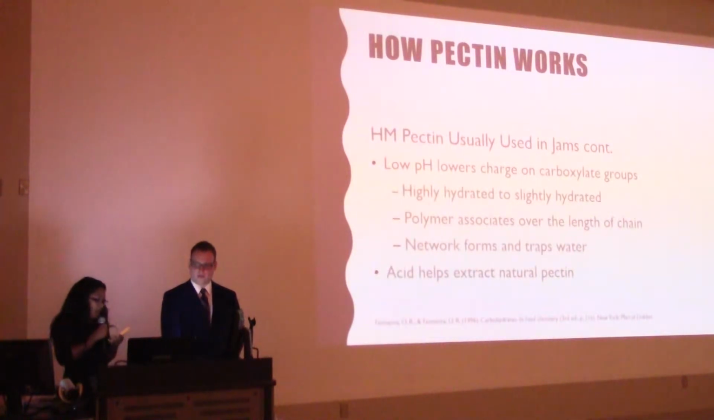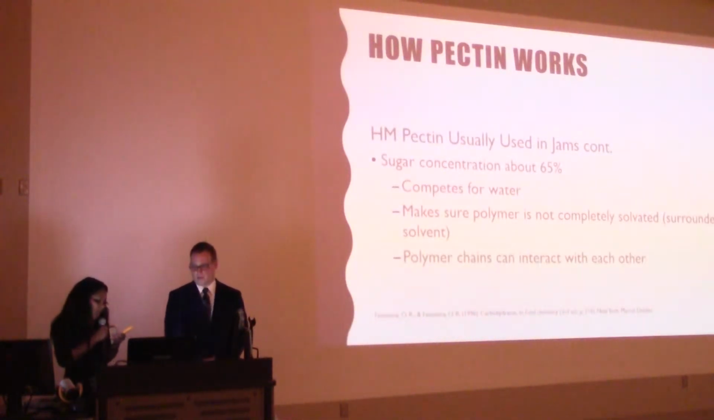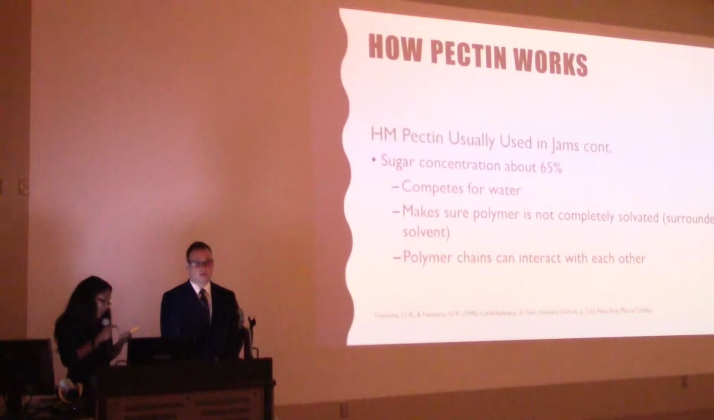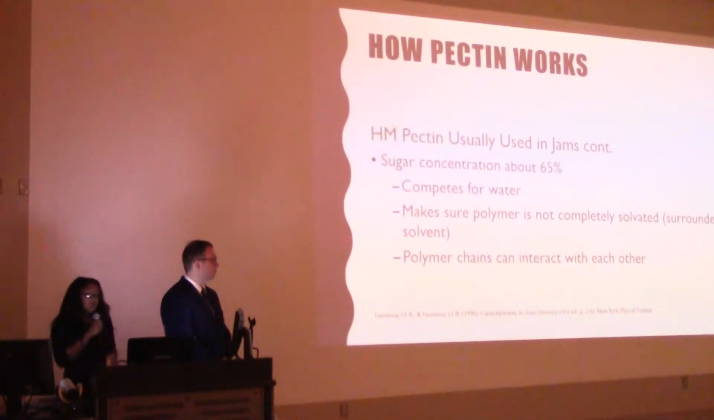Now we have the polymer chains of the pectin that start to intertwine and cool together. At this stage, they are able to trap the water and form a gel network. The sugar also being present competes for the water and ensures that the pectin isn't completely surrounded by water molecules. That ensures that pectin can attach to other pectin chains.